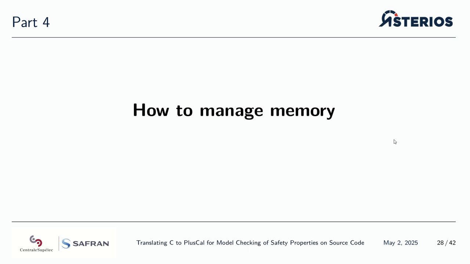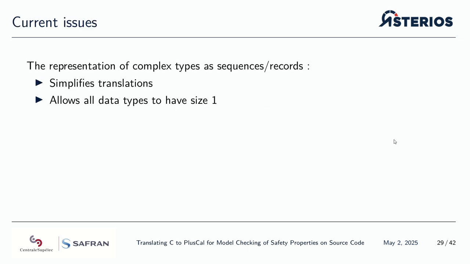So those were some implementation details. We saw how we manage some C features such as complex data structures, loops, or pointer arithmetic, but I also need to explain how we manage memory in our tool. As I said, we represent C variables as pointers, and we represent the complex types as sequences or records. This simplifies translation for us, and it allows all data types to have a size of 1.